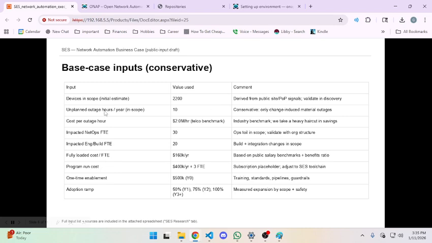Okay, so then the next slide, we've got business case inputs, and we've got conservative estimates for that. Are you ready for that?